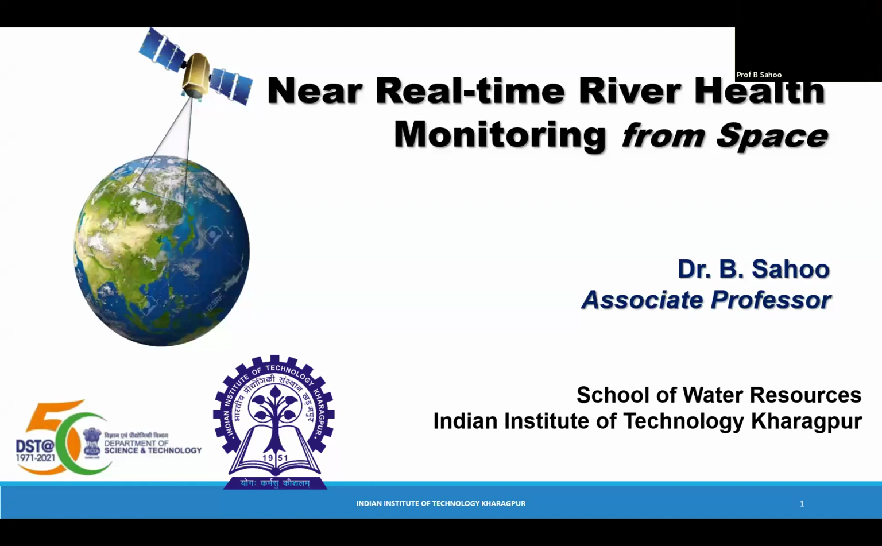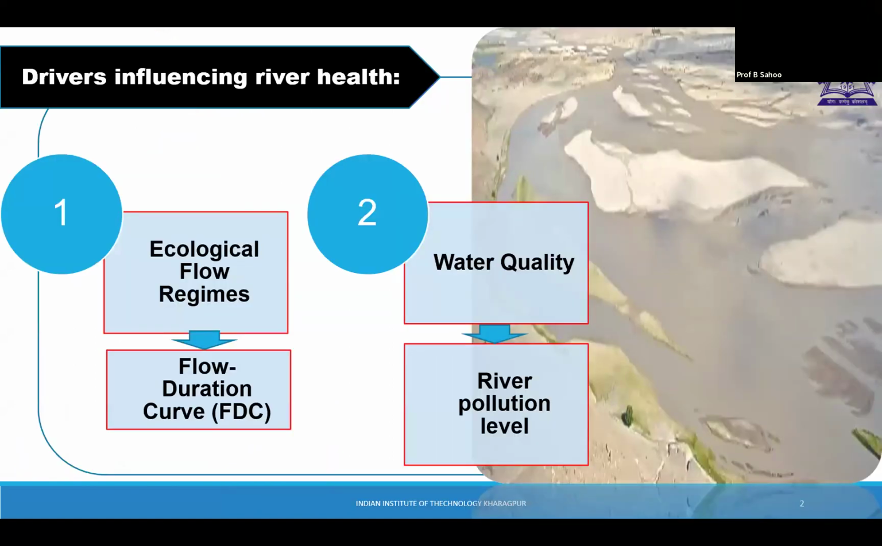So good evening, everybody. I'll be presenting near real-time river health monitoring from space. When I say from space, that means I'll be using satellite images, like remote sensing images. And when we talk about river health, nowadays river health is an issue. There is an issue of water quantity and quality. When we talk about water quality, everywhere you will see pollution, and the pollution concentration is increasing because of less flow in the river.